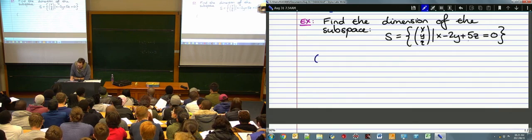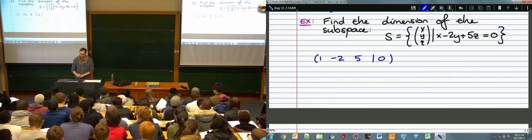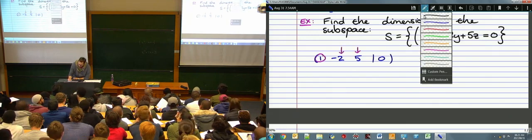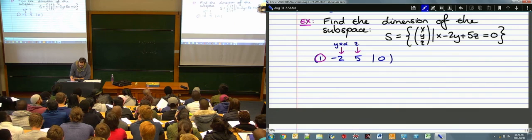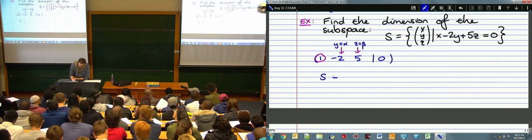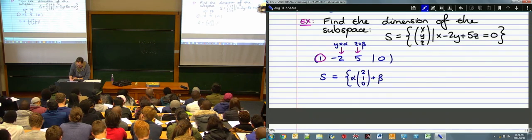So you can think of this as being an augmented matrix like that. I've got one pivot over here, and I've got two free variables. So I'm going to say, let y be equal to alpha, let z be equal to beta, so that S is equal to... so if y is equal to alpha, then x will be something like that, and if z is equal to beta, then that'll be minus 5.